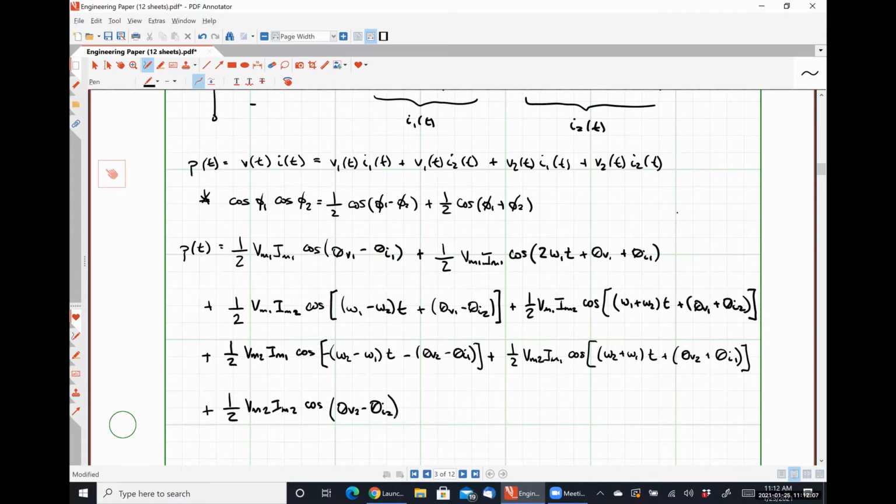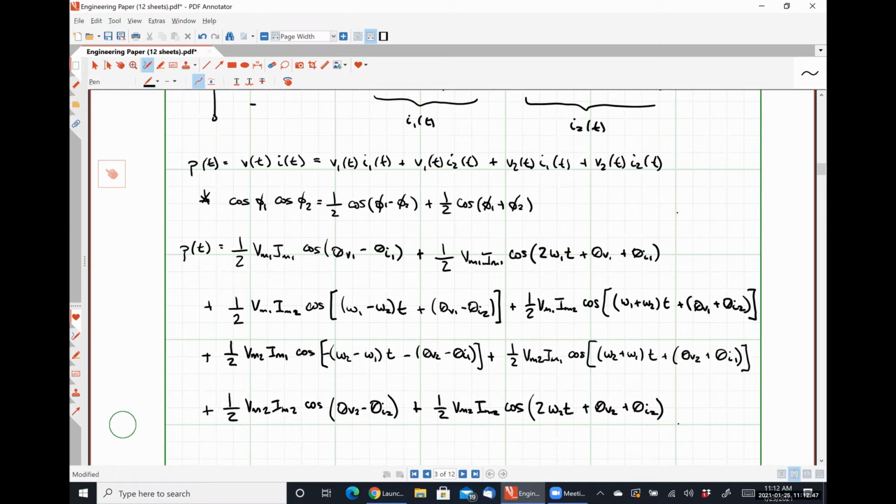So we get another DC term here, plus 1/2 VM2 IM2 cosine, actually, twice omega-2t plus theta V2 plus theta I2. And here's where our 5th frequency comes in. So our last term is operating at twice the frequency of omega-2.